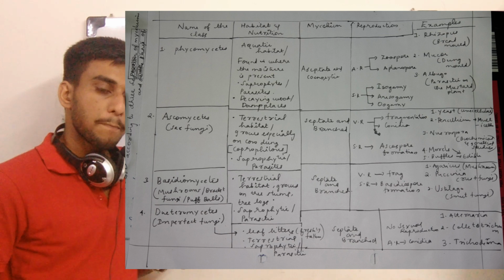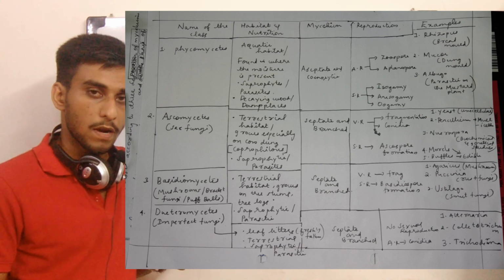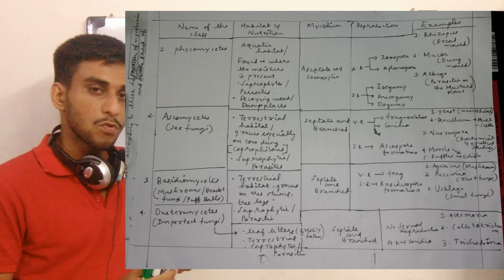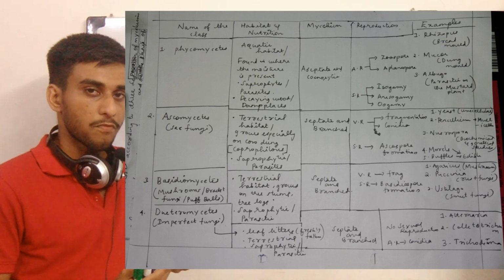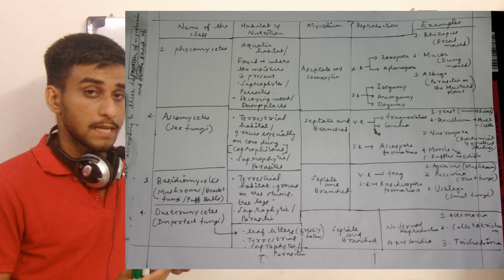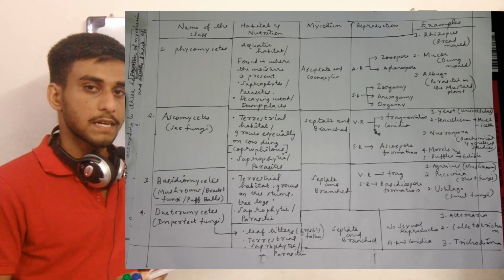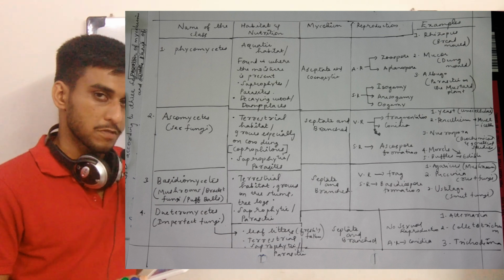They usually have saprophytic nutrition or parasitic nutrition. I think you know what saprophytes and parasites are; we discussed it earlier. Saprophytic fungi obtain their nourishment from dead and decayed organisms through the process of absorption, right?